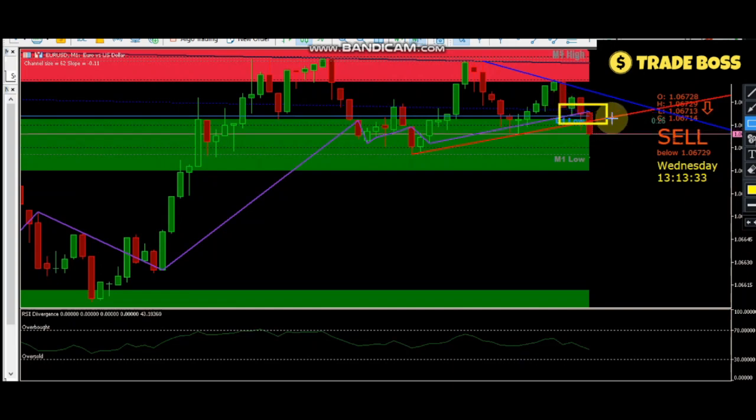Here is a new signal from the seller for 5 minutes. Red candles break the downside of two trend lines, purple and red.